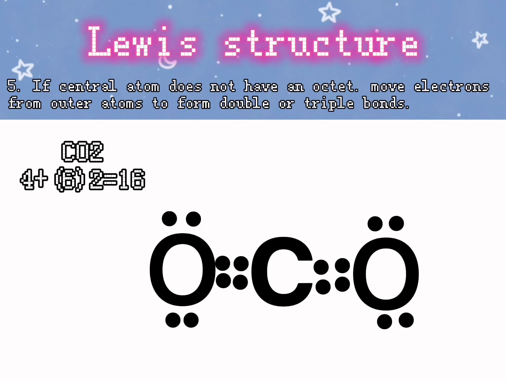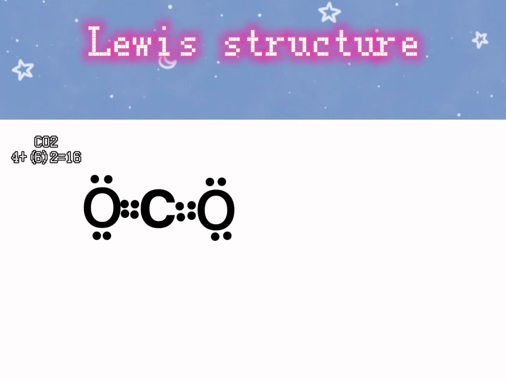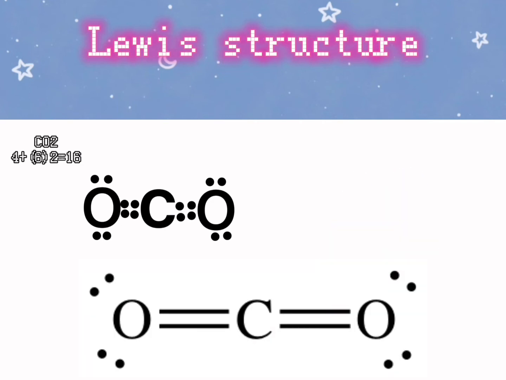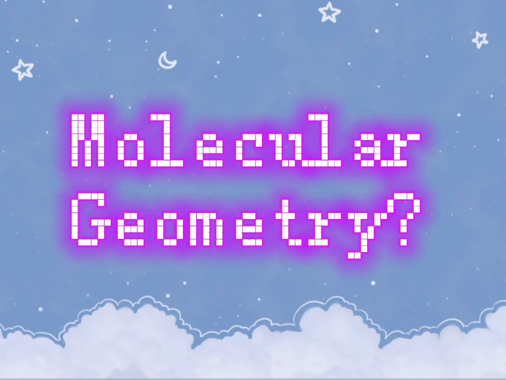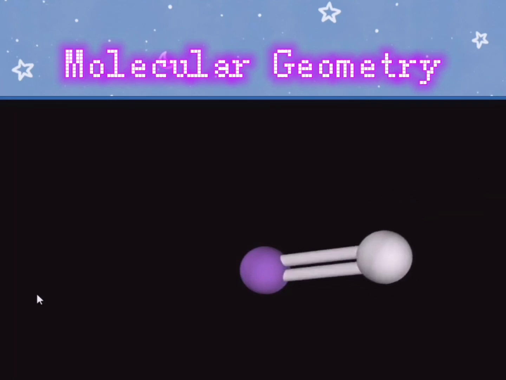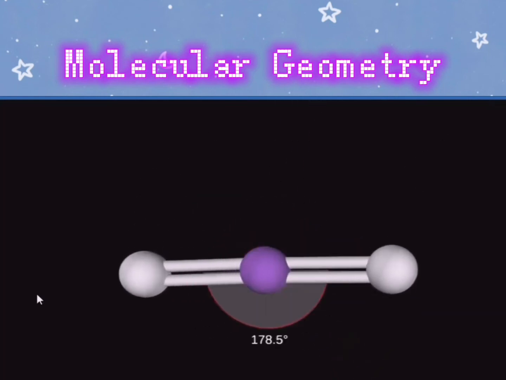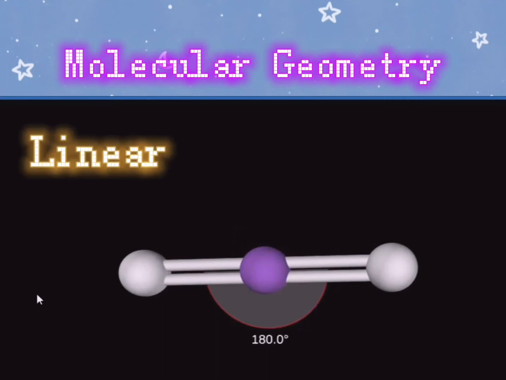If we want to write this as a structural formula, we could also do that, and that would look like this. And in this structural formula, the 2 lines right here are the same as these 2 pairs of valence electrons. So again, this is the Lewis structure for carbon dioxide. How about the molecular geometry of CO2? So the purple will be our central carbon. So we'll add 1 oxygen here with a double bond, and again add another oxygen. As you can observe closely, it has a bond angle of 180 degrees, so it gives us a linear molecular geometry.